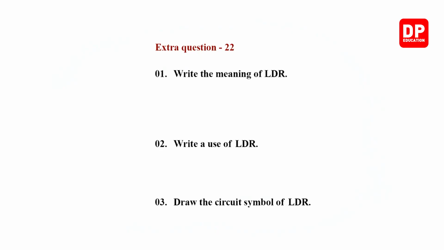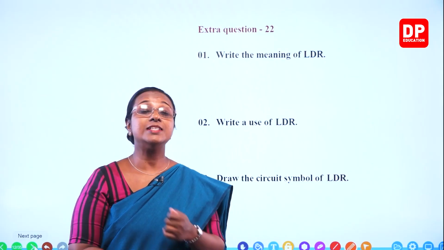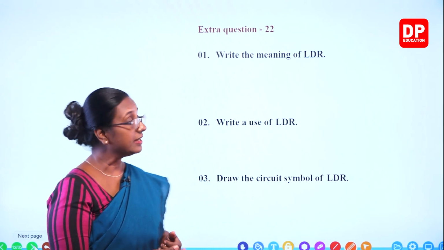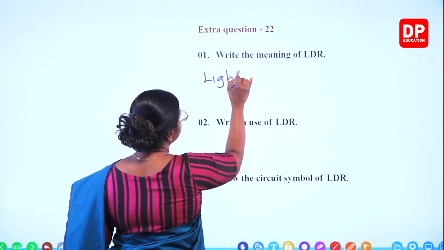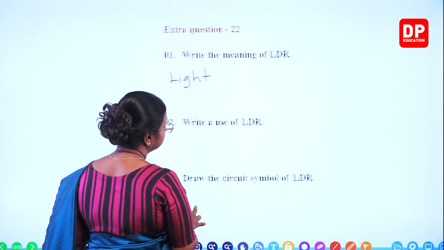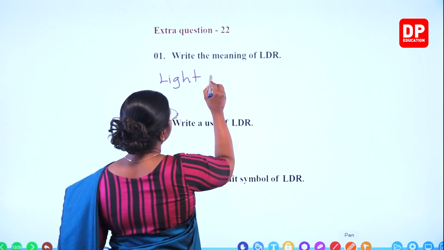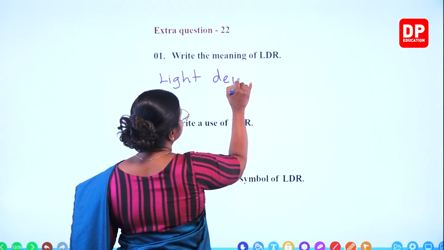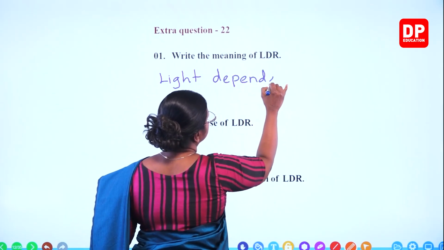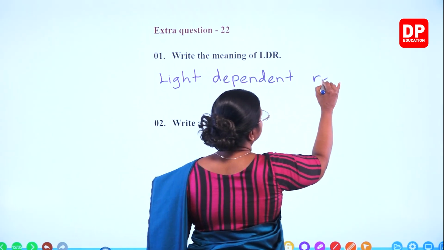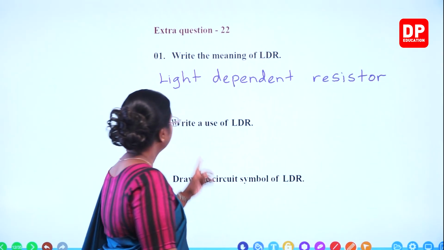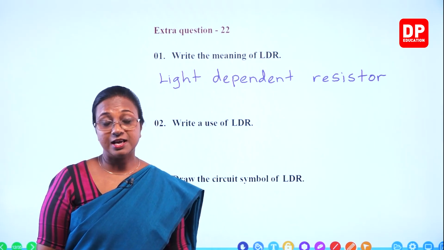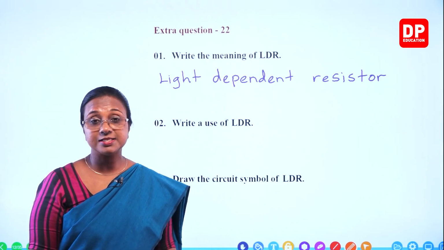Extra question 22. Write the meaning of LDR. What is LDR? Light dependent resistor. So here you have to say light dependent resistor. And write a use of LDR. Where do we use LDRs?